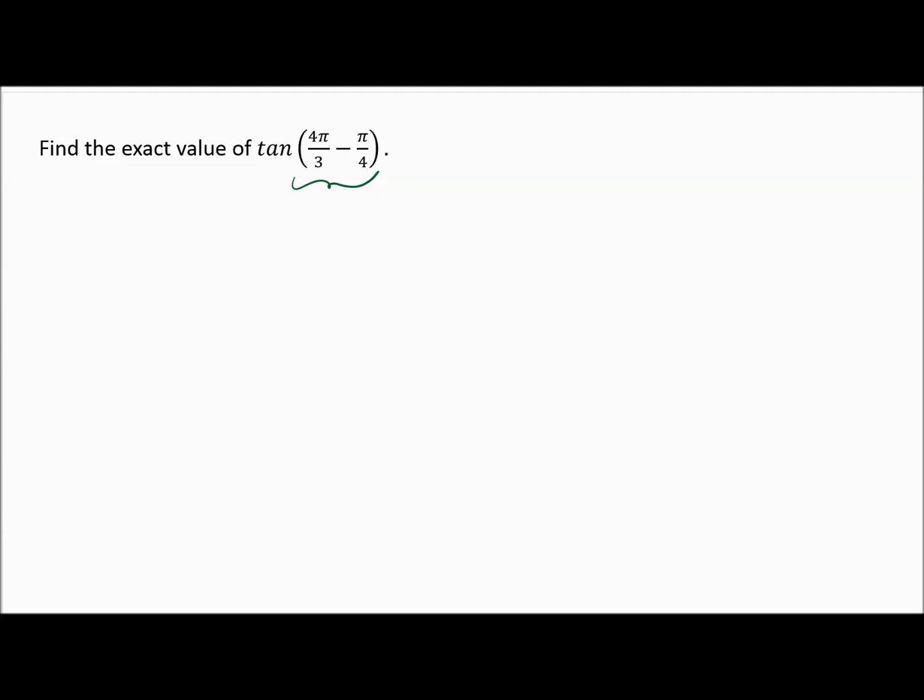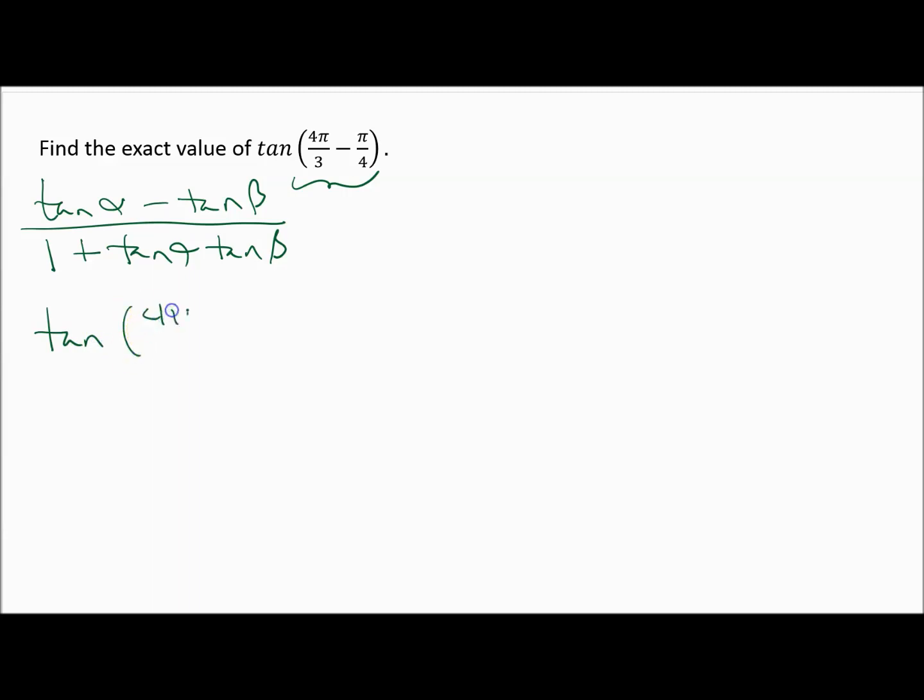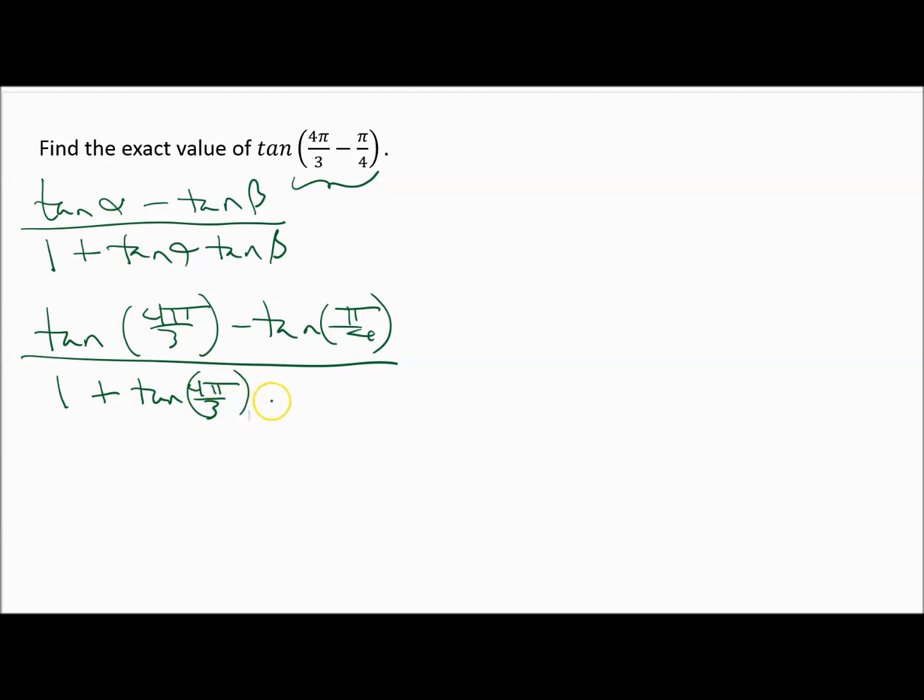So we need the tangent of the difference. You know this formula is going to be tangent of alpha minus tangent of beta over 1, whatever operation here changes, plus tangent of alpha times the tangent of beta. So the tangent of alpha would be the tangent of 4 pi over 3, minus the tangent of beta, the tangent of pi over 4, over 1 plus the tangent of 4 pi over 3 times the tangent of pi over 4. And we just continue to simplify.